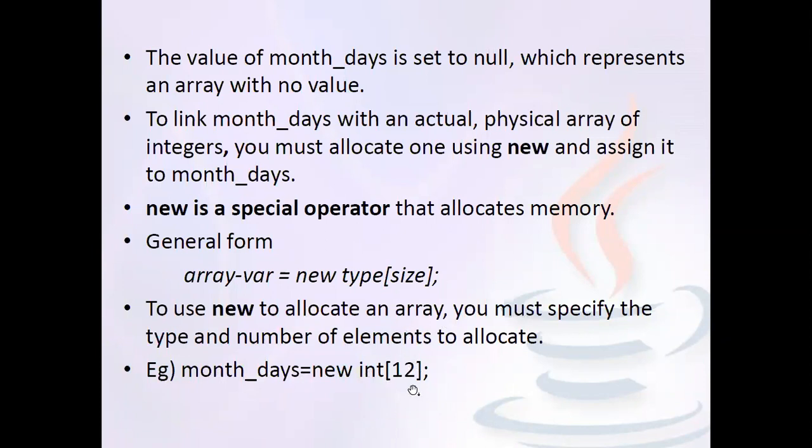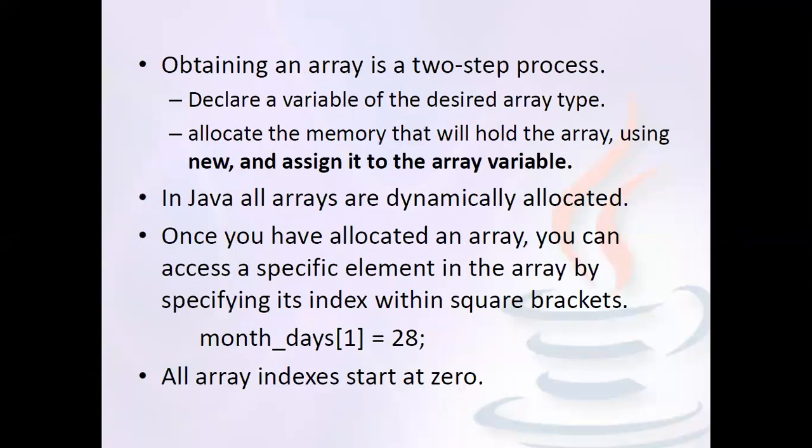How many months are there? We know that it's 12. Really speaking, when you mention 12, the indices will be 0 to 11. The size of the array is 12, but it will take from 0 to 11. The starting element's index is always 0 for an array. Obtaining an array is a two-step process. Declare a variable of the desired array type, where the declaration will be type variable name. Then allocate the memory that will hold the array using new and assign it to the array variable.